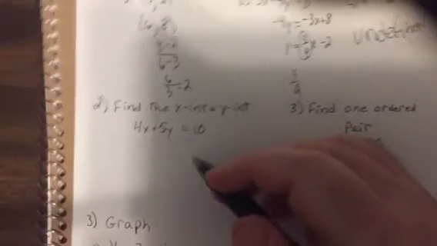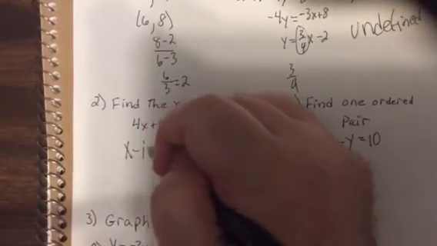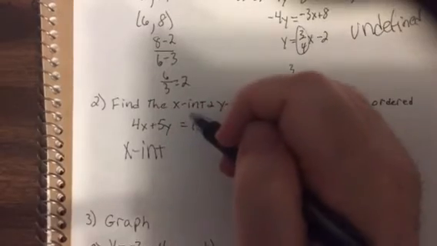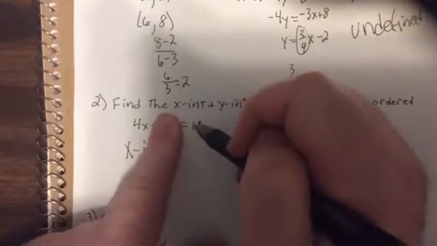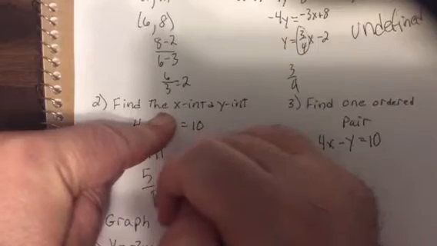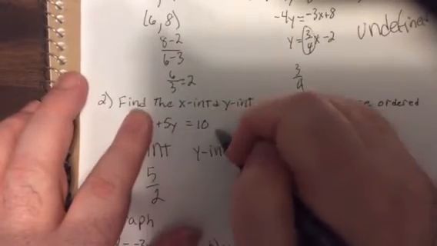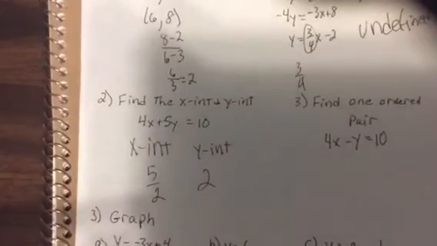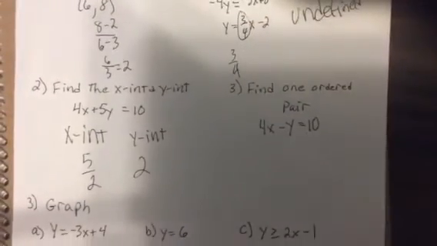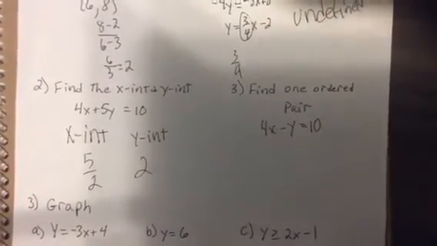X equals a number is a vertical line whose slope is always undefined. Now, find the x and y intercepts. Remember, the x-intercept is what you get when y is 0, so just put 0 in. Divide by 4, that would be 5 over 2 when you reduce it. The y-intercept is what you get when x is 0, so that would be 2. Easy peasy. And you can always graph with that if it just says graph.